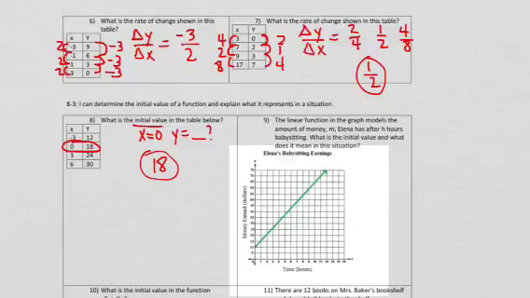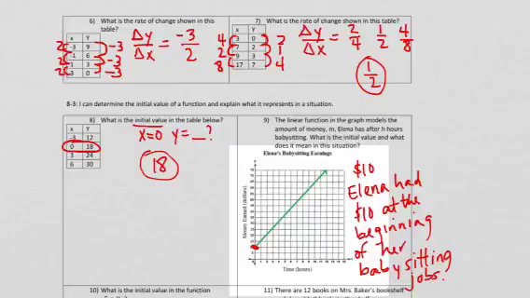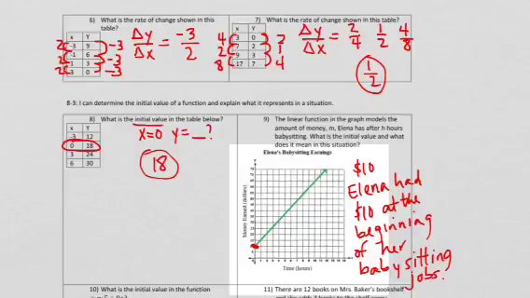For number 9, the linear function models the amount of money Elena has after hours of babysitting. What is the initial value? It's $10. And that means that Elena had $10 at the beginning of her babysitting jobs. So you may need to pause the video to write that down. I'm going to go ahead and move on.